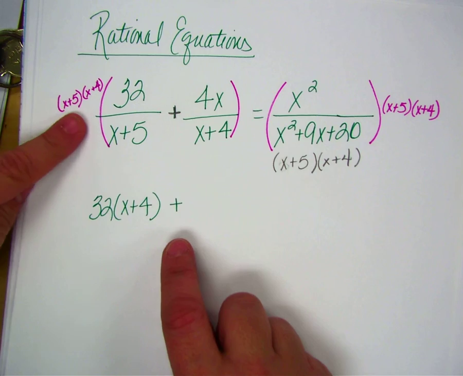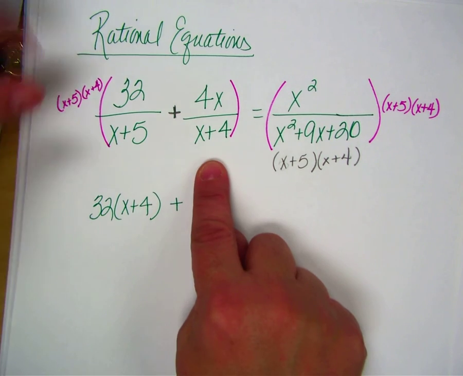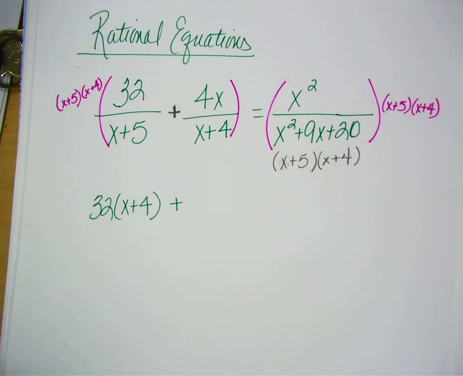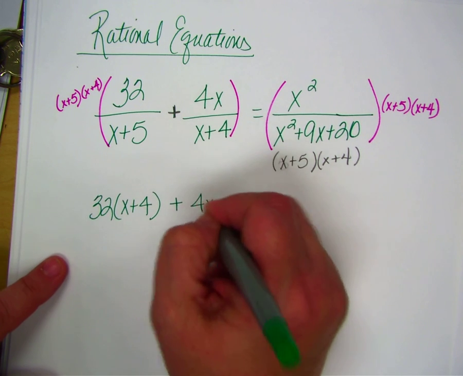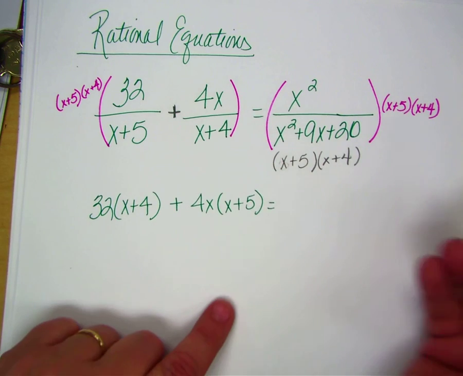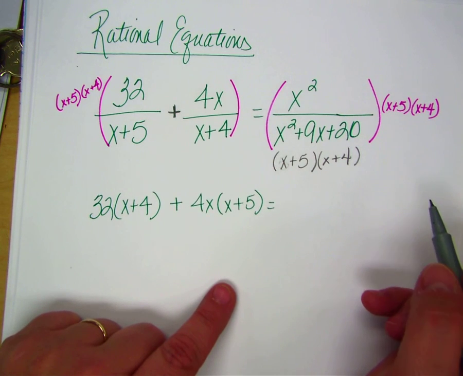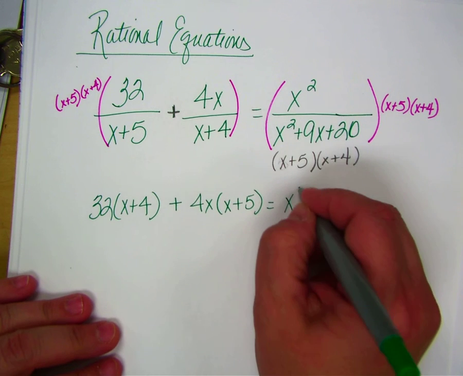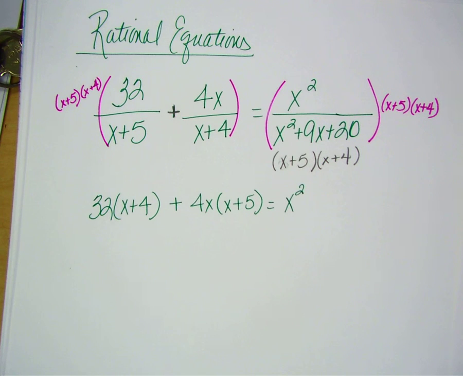What happens when I multiply this by this? You cancel out the x plus 4. Yeah, my x plus 4s are going to cancel. And then 4x times x plus 5. And then over here, what's going to happen? They both cancel, and I'm going to be left with x squared. And now there are no more fractions, and I just have to simplify this.